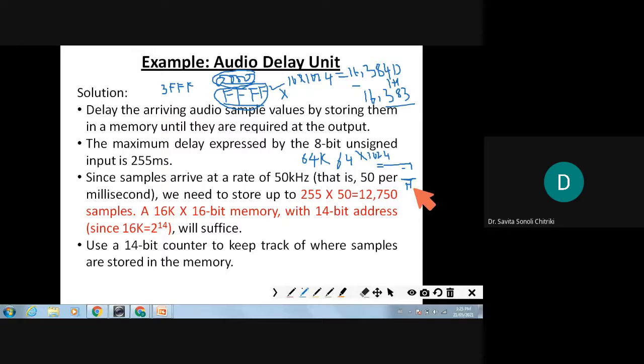Sandhya, who answered this? 4F, correct, ma'am. Note it down. For 64K, what is the starting and ending address? 4 zeros to 4 F's is the starting and the ending address. Whereas for 16K, the starting address is 4 zeros to 3FFF is the answer.